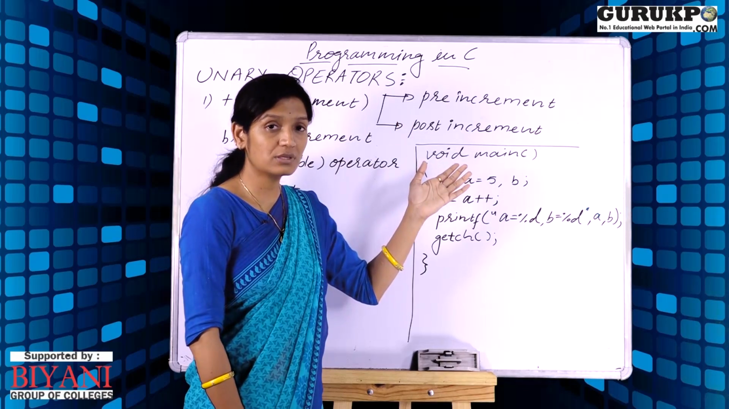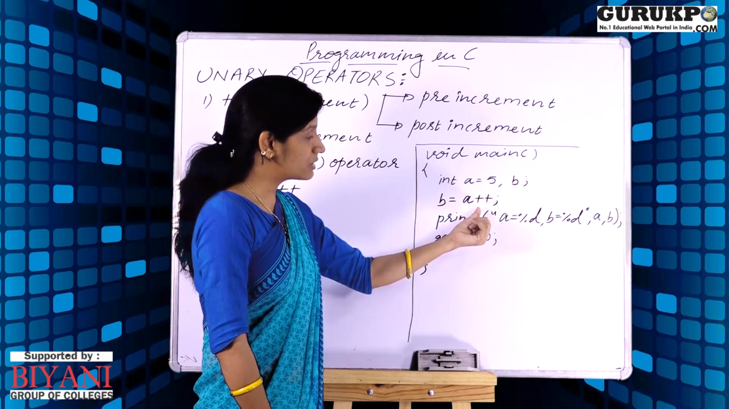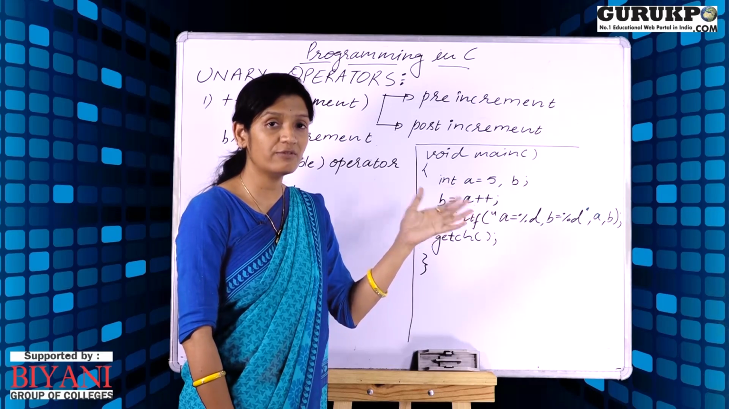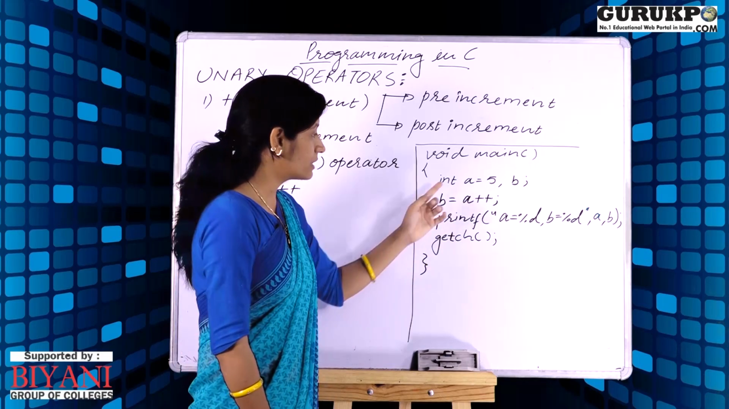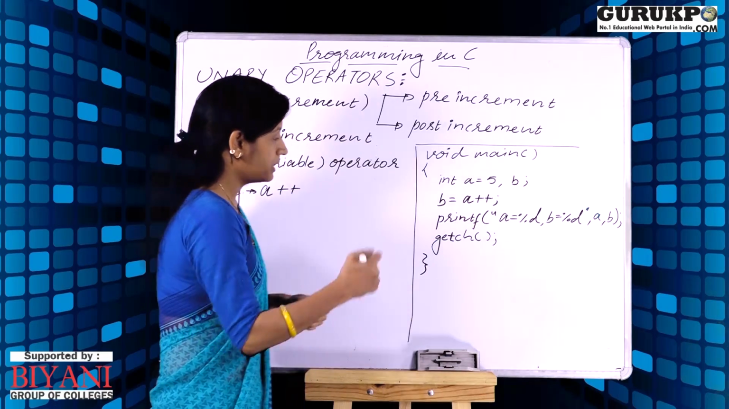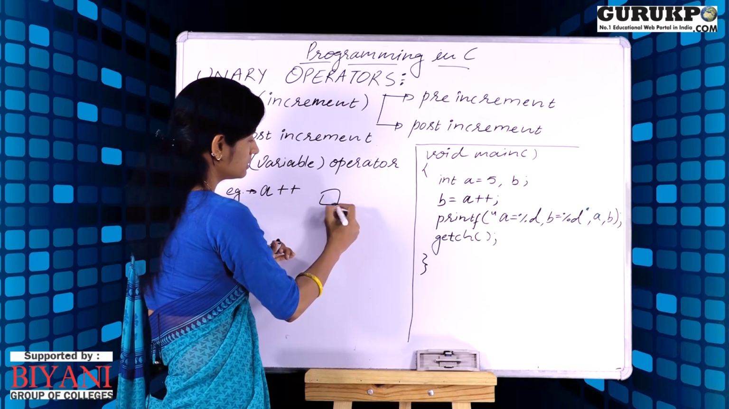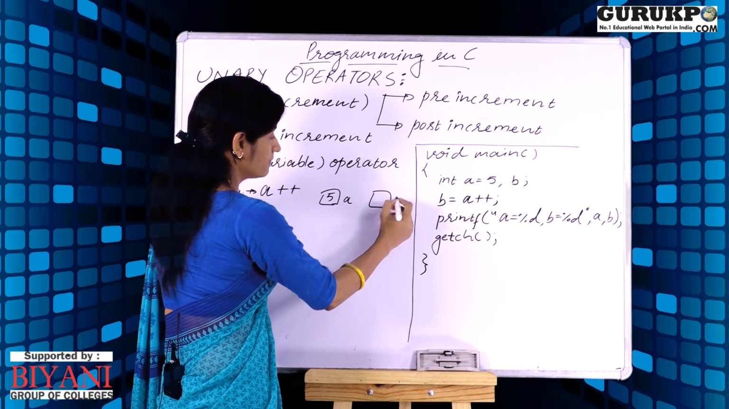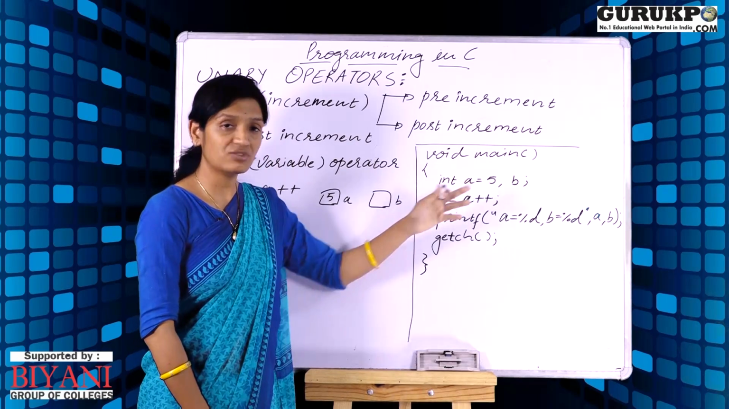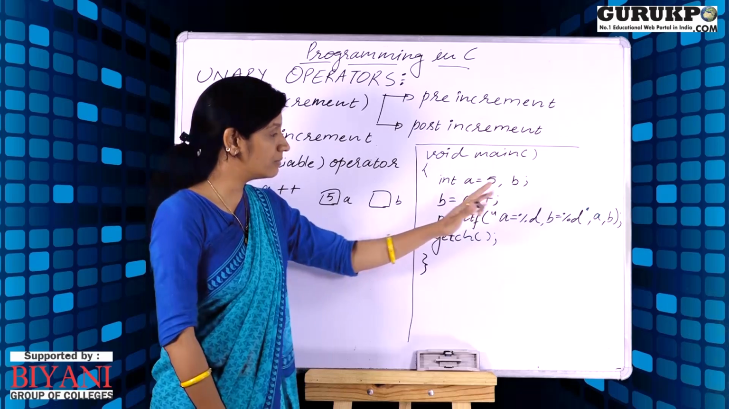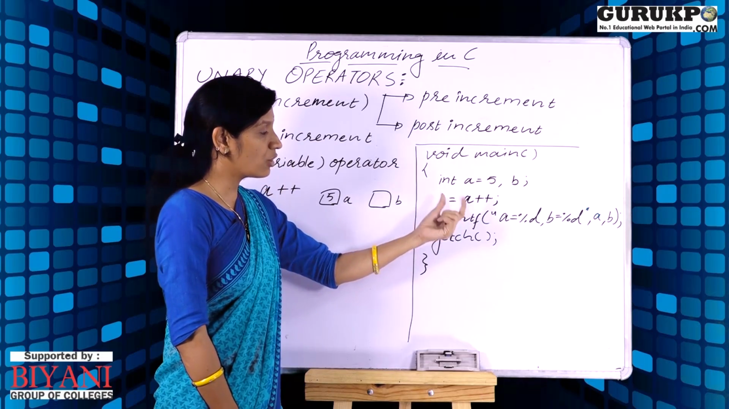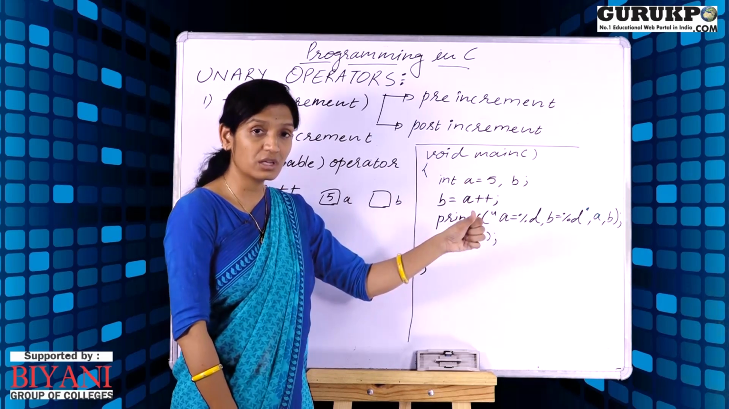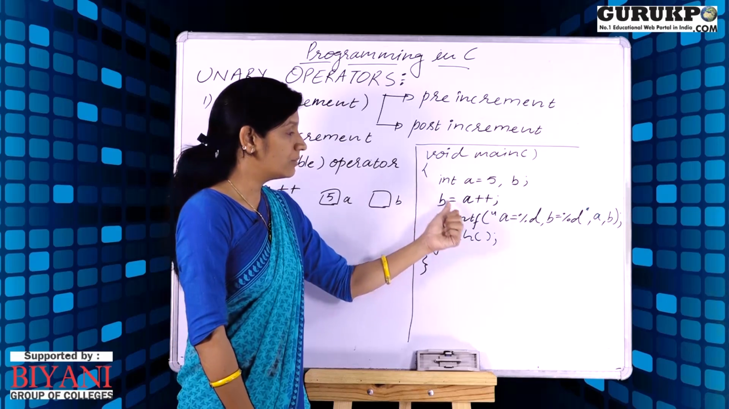We can see this example as well. The same example is continued, but instead of writing it in the form of pre-increment, we have written it as post-increment. Int A equal to 5 and B. B will remain empty as we have not initialized any value for B. Now in the next statement, we are assigning the post-incremented value of A to B.